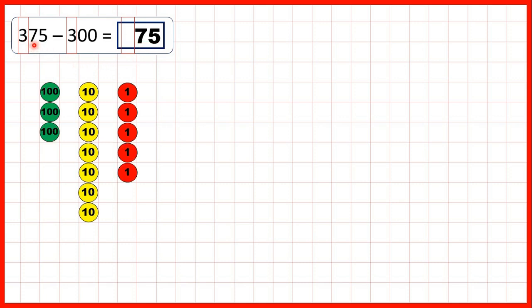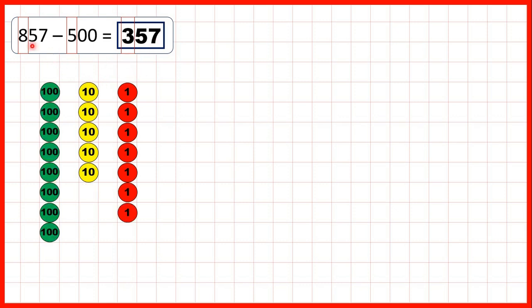Then 375 minus 300 just means that we're taking away all of our hundreds counters. So that gives us 75. And then we started with 857. And we can subtract 5 of these hundreds to leave us with 357.